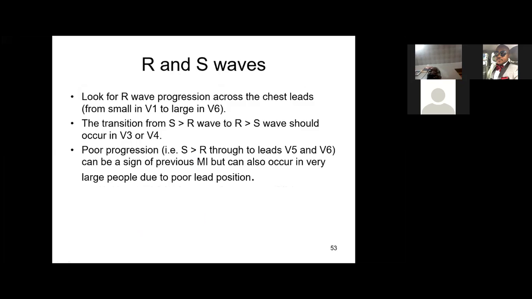Now, in looking at the R and S waves, as we said, we look for R wave progression across the S wave, and then the transition from S being greater than R waves to R being greater than S waves should occur in V3 and V4. Poor progression, i.e. S being greater than R in leads 5 and 6 instead of just 3 and 4, can be a sign of previous myocardial infarction and is also seen in large people due to poor lead position.